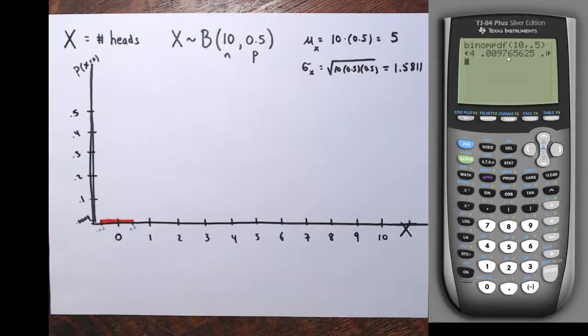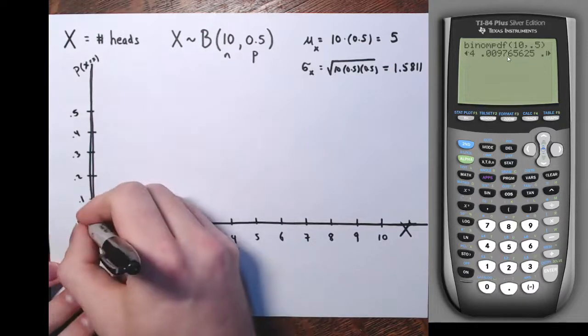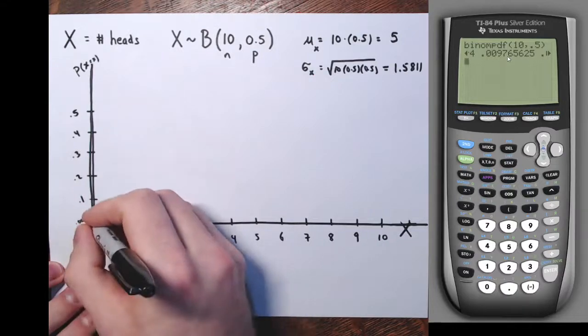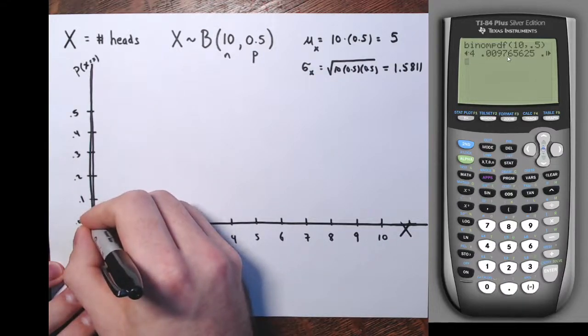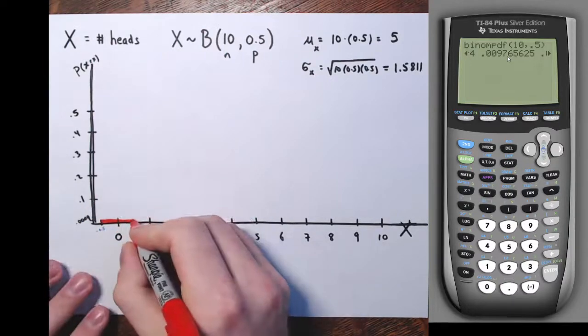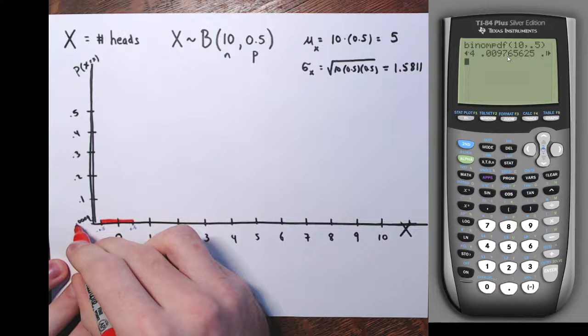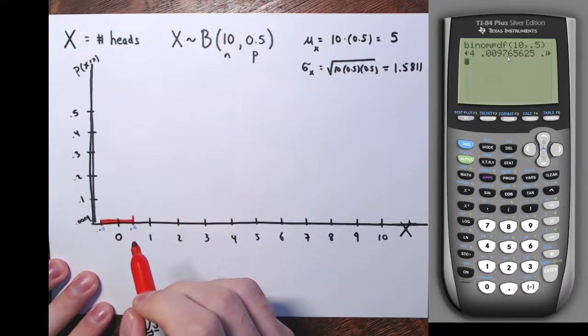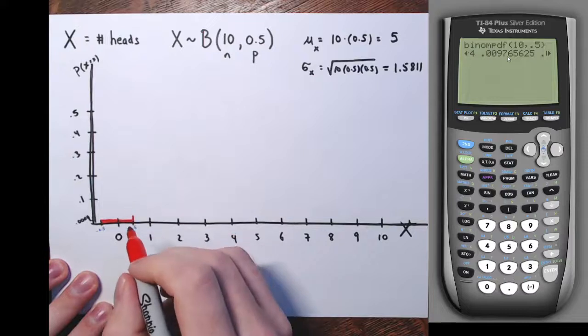All right, so 0.0097, very small. Let's say it's here. It's just about 10 times higher than the last one, which still isn't very high. Still less than 1%.